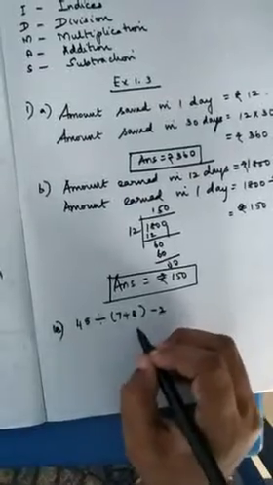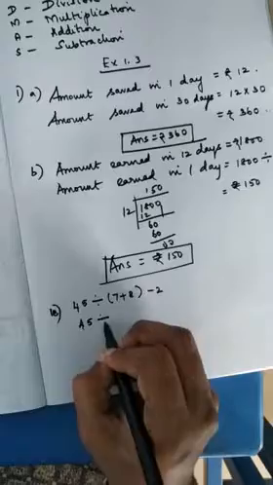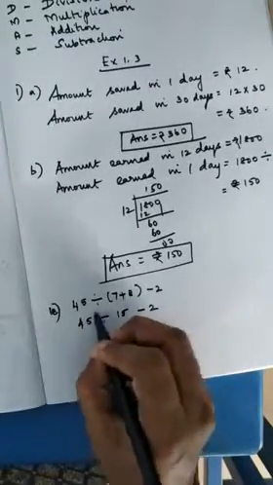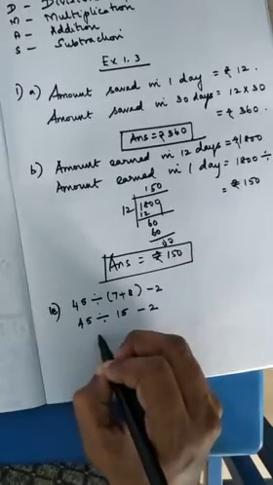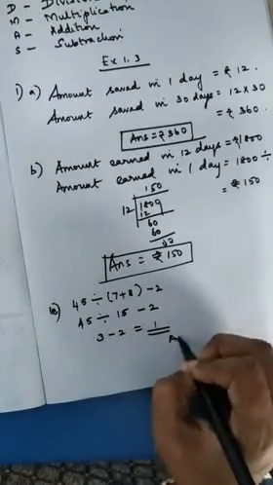Now BIDMAS rule, first B stands for bracket. So what will happen? 45 divided by (7 plus 8) will become 15 minus 2. Then I will use the division. 45 divided by 15 will give me 3 minus 2, which is equal to 1. So my answer is equal to 1.